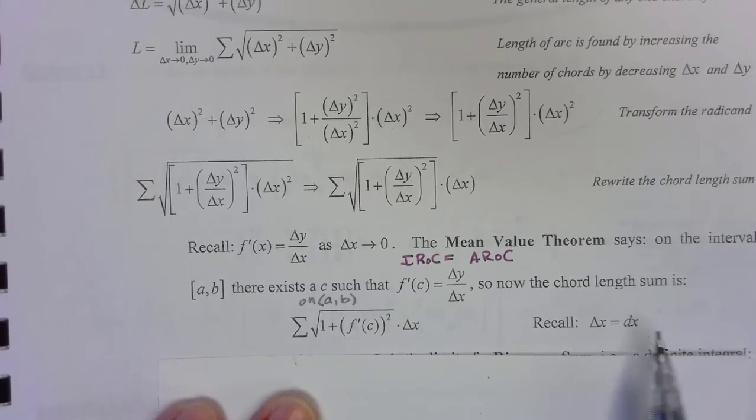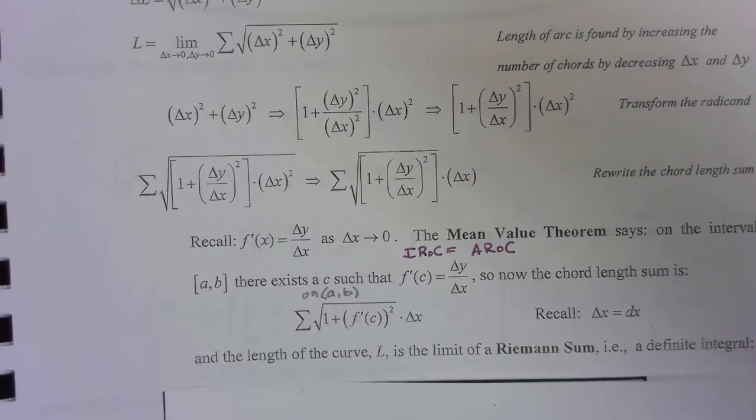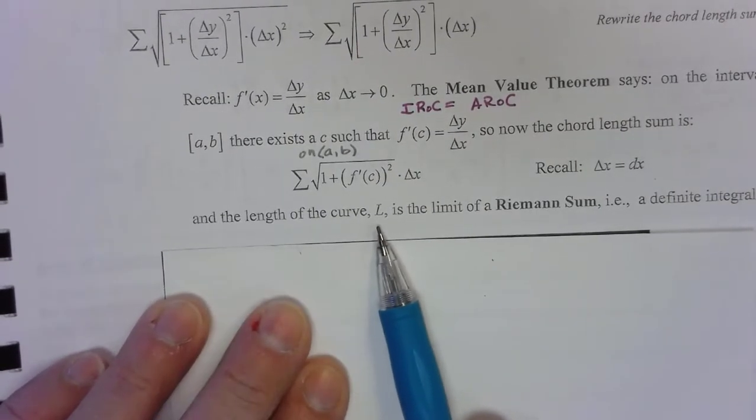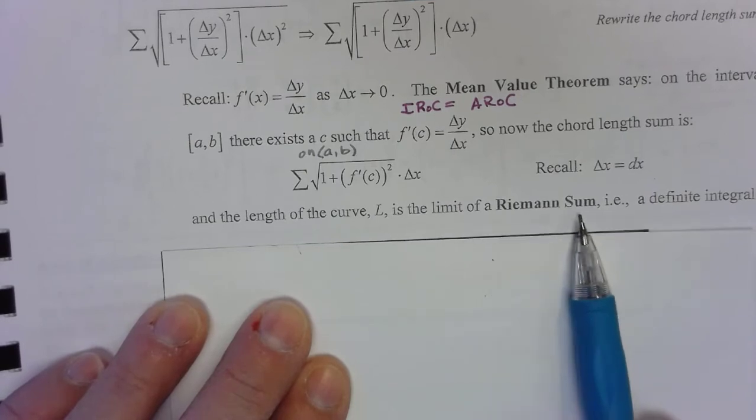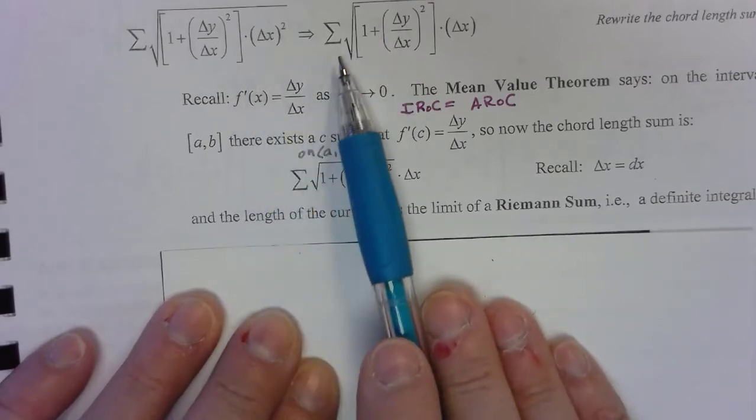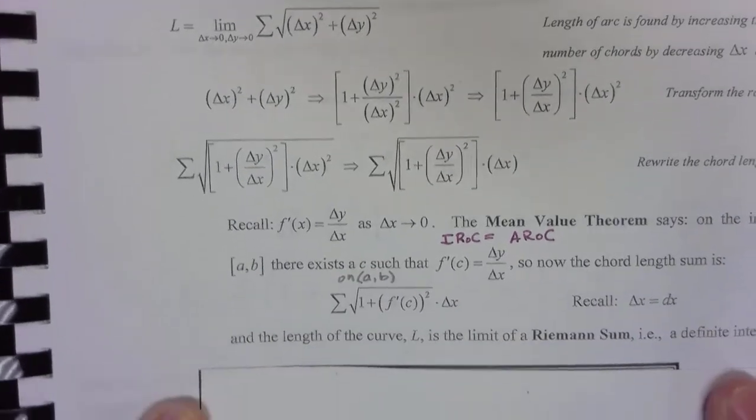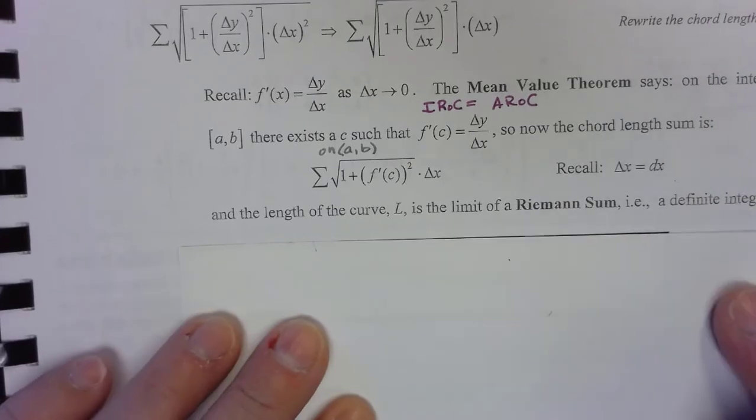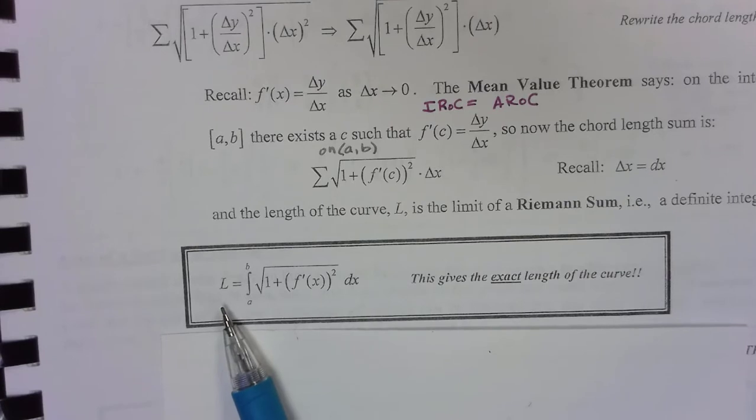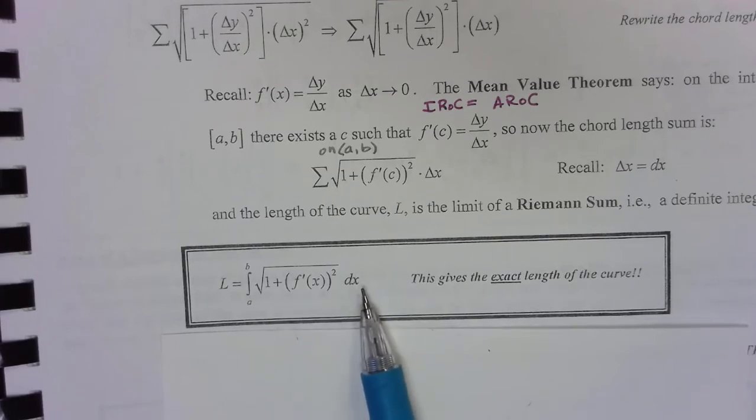Now let's recall that delta x is equal to dx. And so our length of the curve L is the limit of a Riemann sum. Remember, we were adding things up. It was our limit that allowed us to make those segments very small so that we actually got to what looked like the arc. And here is our arc length formula. The length of our arc is from a to b, the square root of 1 plus f prime of x quantity squared dx. That is going to give us the exact length of our curve.